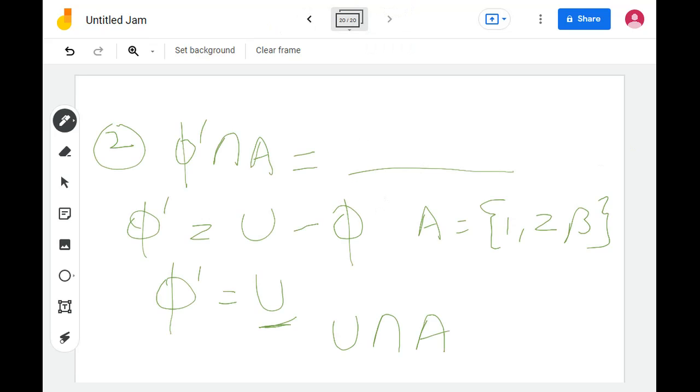Okay, now suppose some A set is given here, this is 1, 2 and 3. So if we find phi complement intersection with A, what we get is A. So this is our answer.